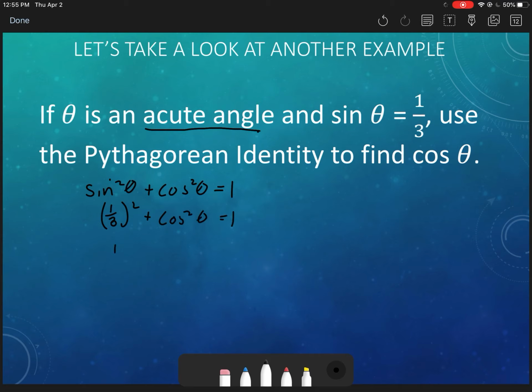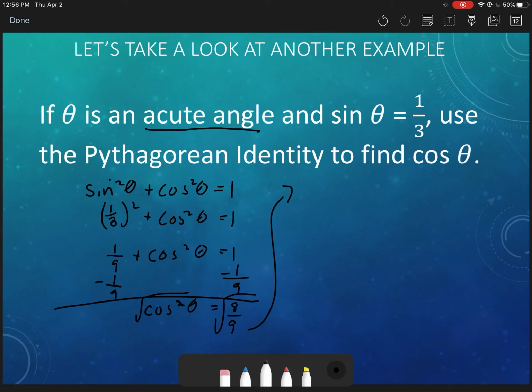We have sine of theta is 1/3, so we just pop that in, 1/3, and square it. 1/3 squared gives us 1/9. Subtract 1/9 from both sides, and that's going to be 8/9. Take the square root of both sides. So once we take the square root of both sides, we get cosine of theta equals radical 8 over 3. And if we simplify that, expressing it in simplest radical form, we get 2 radical 2 over 3.